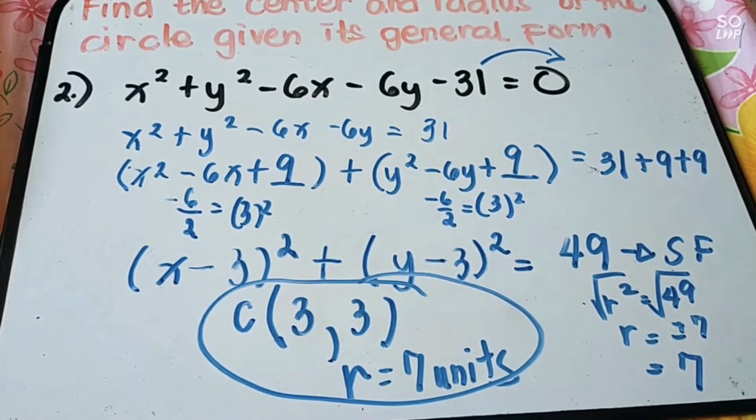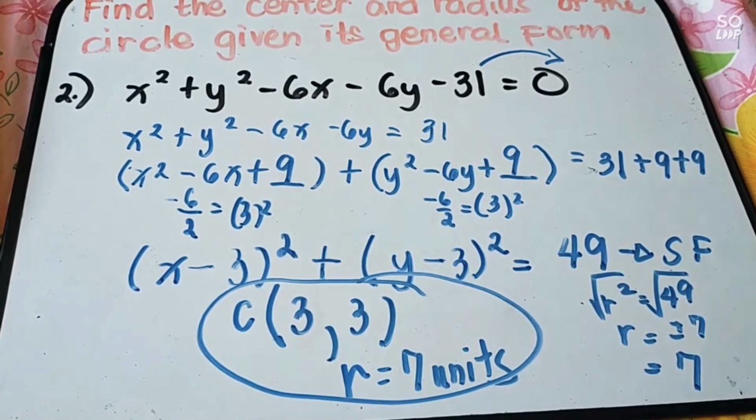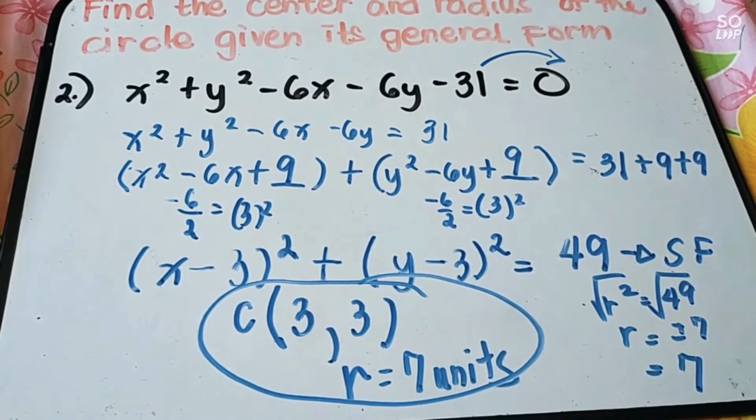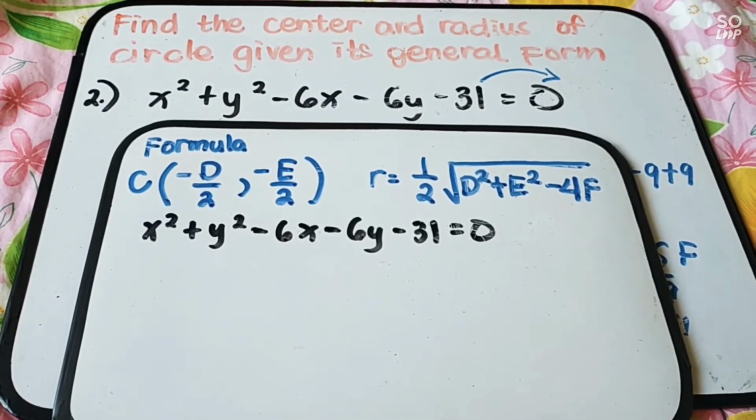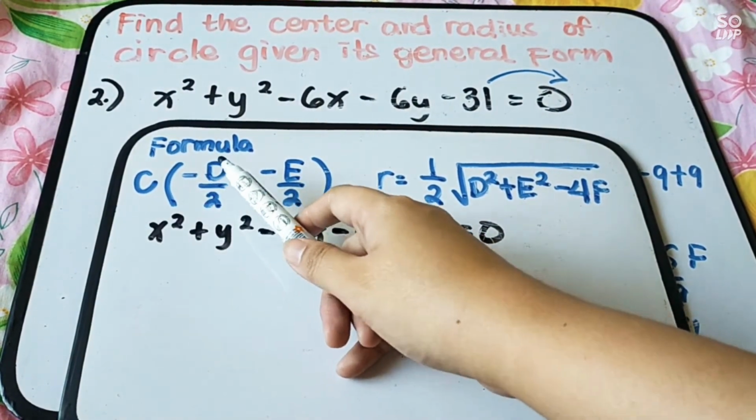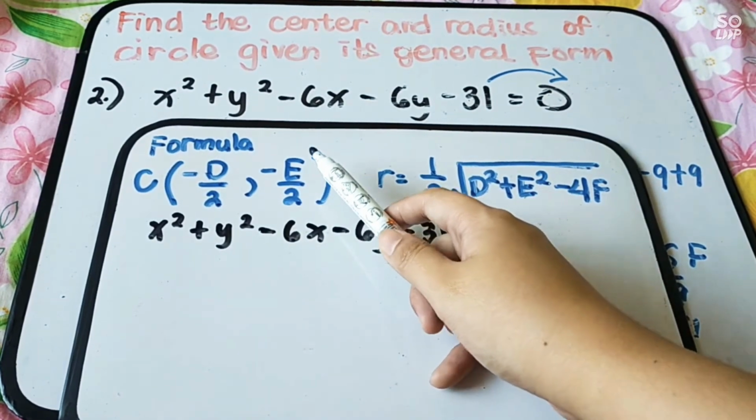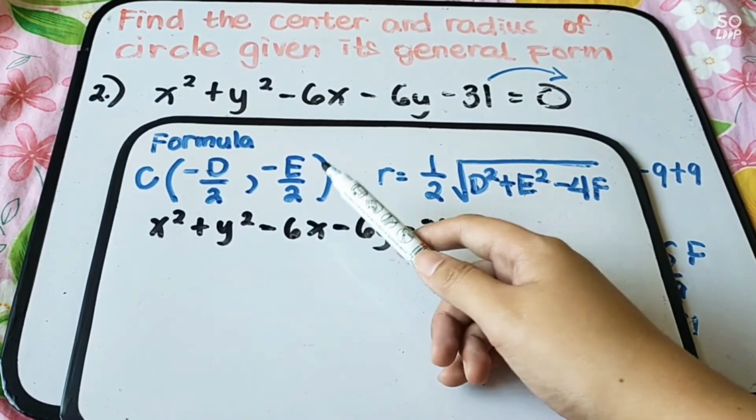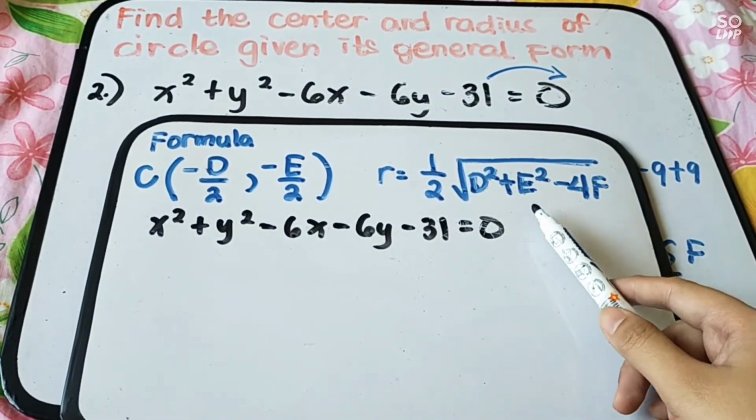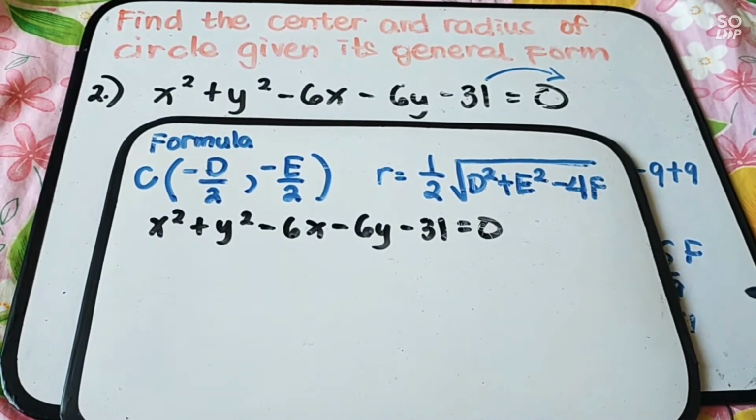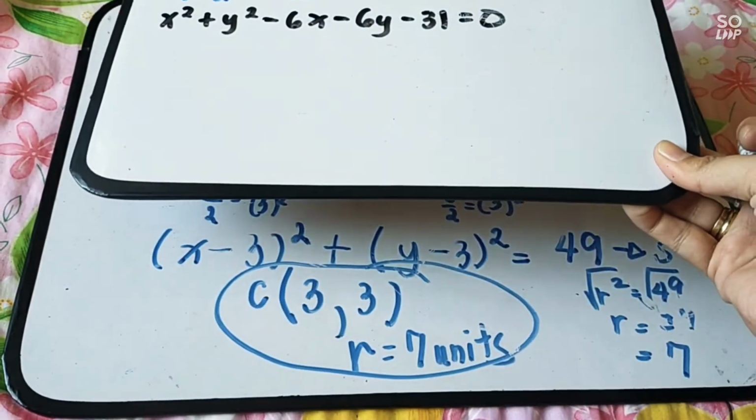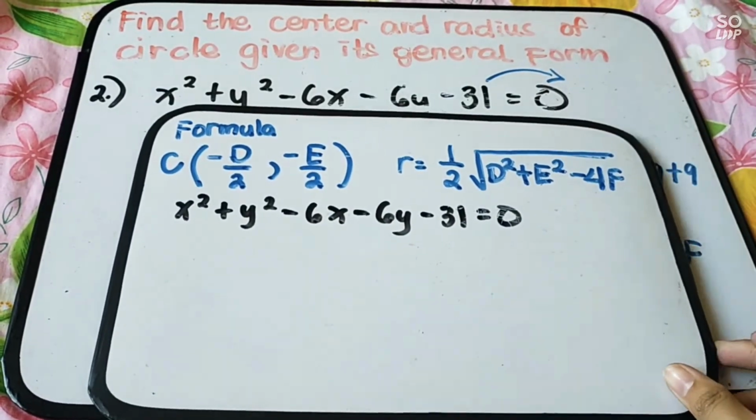Meron pa po pala tayong another way para ma-solve si center and radius using a formula. Ito po yun. Here is the formula for the center and radius. For the center, x-coordinate, we have negative d over 2. For y-coordinate, negative e divided by 2. For the radius, we have 1/2 of the square root of d squared plus e squared minus 4f. So, same given tayo. Tingnan natin kung makakakuha tayo ng center na 3, 3, and radius is 7 units.